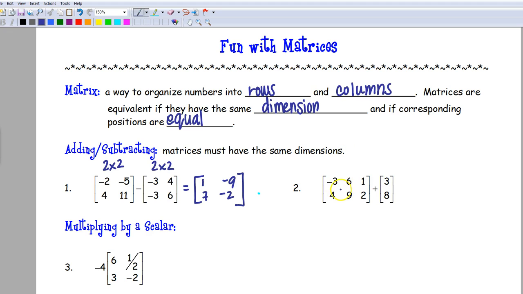Number 2 is a 2 by 3, 2 rows, 3 columns. This is a 2 by 1, 2 rows, 1 column. These are not the same. This cannot be done.